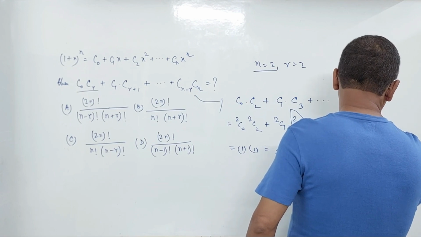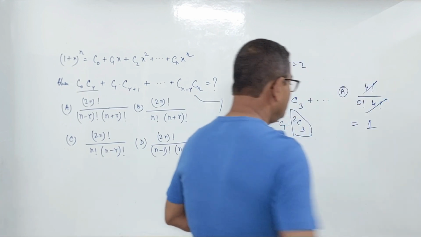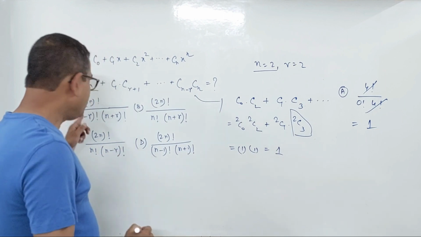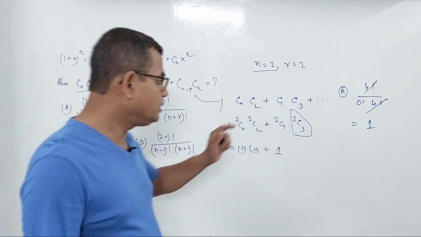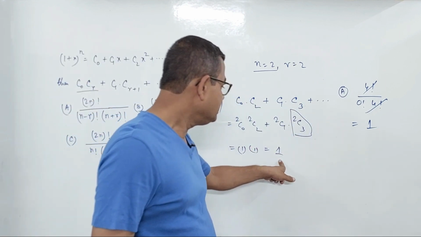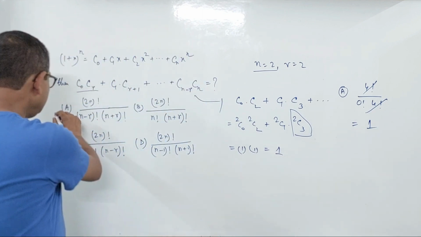So they cancel out, and factorial 0 equals 1, you know. So in the option, for n = 2 and r = 2, the value is 1, which is equal to this. So A is the right answer.